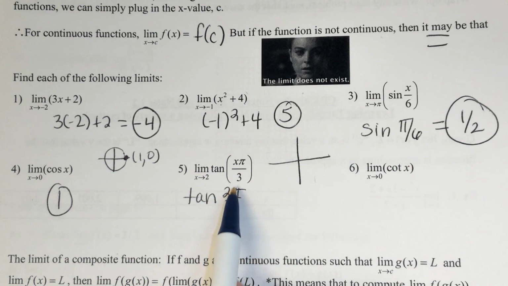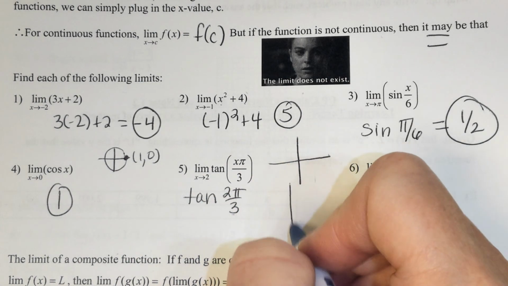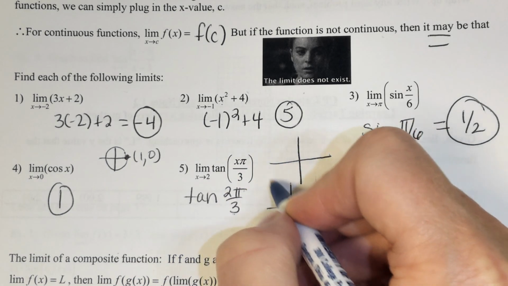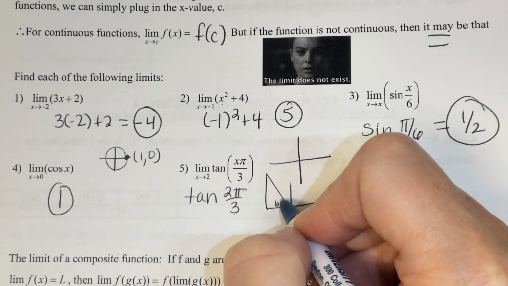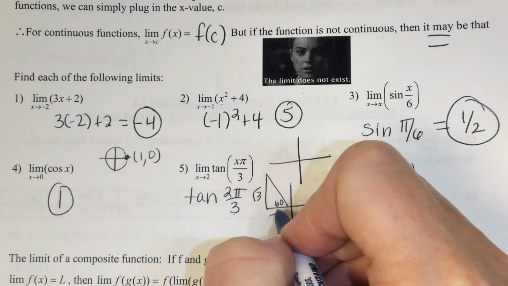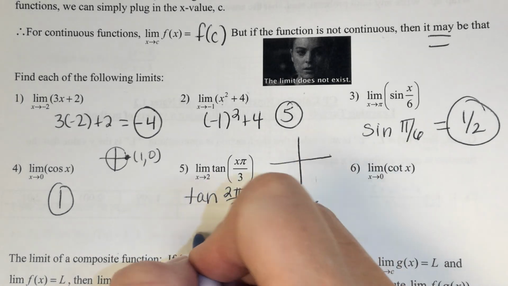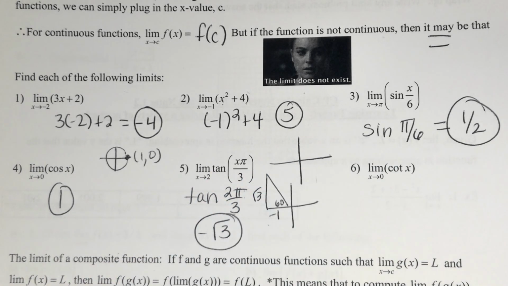We can evaluate the tangent of 2 pi over 3. Pi over 3 is 60 degrees, times 2 is 120. So I'd have a 60-degree reference. That would be the way my triangle would look to figure this out. Tangent's opposite over adjacent, and so it's negative radical 3.